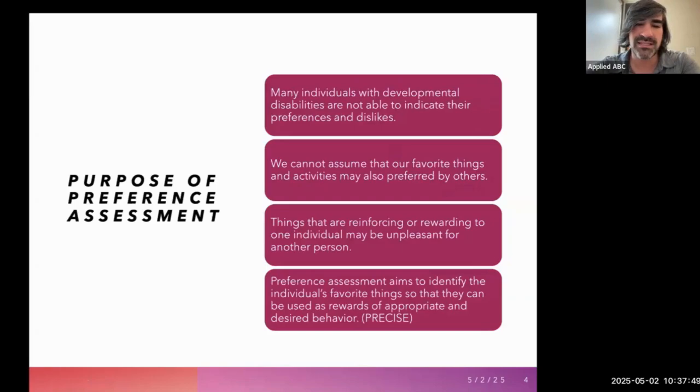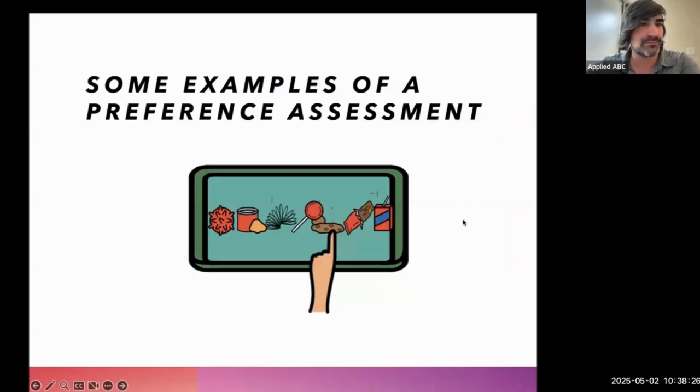Preference assessments aim to identify the individual's favorite things so that they can be used as rewards of appropriate and desired behavior. Again, a reinforcer is anything that makes a particular outcome more likely, right? So if we get a kid to answer a question or complete a puzzle or follow a direction, and then we give them a specific thing or a specific response occurs, and that makes it more likely that they're going to follow that direction or do whatever it is we're asking them to do in the future. That is reinforcement. Here are some examples of a preference assessment.